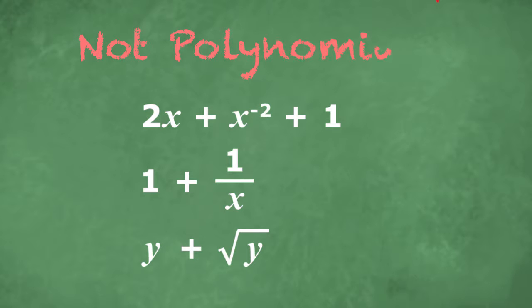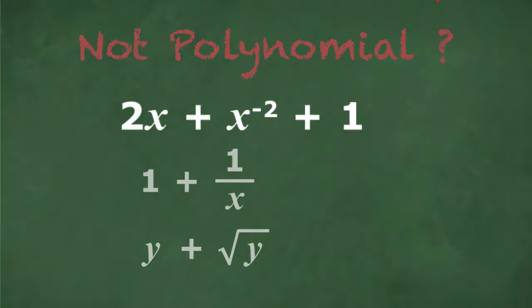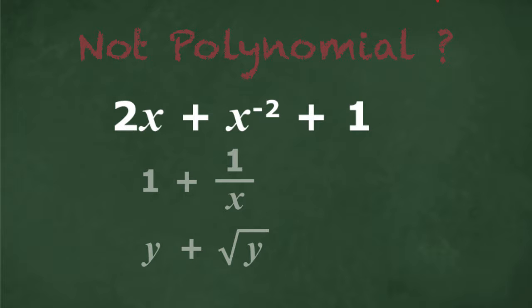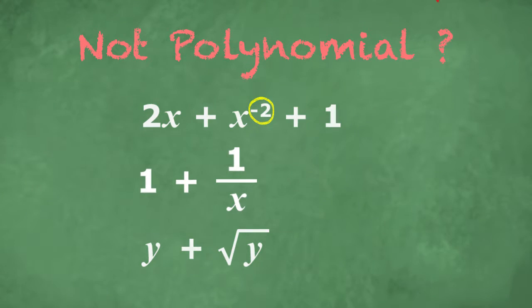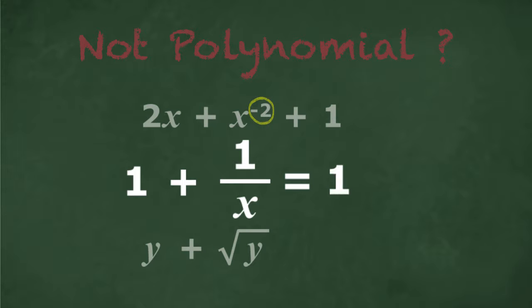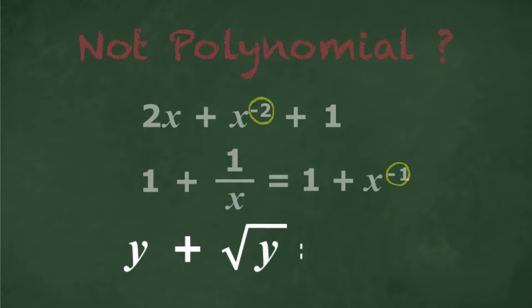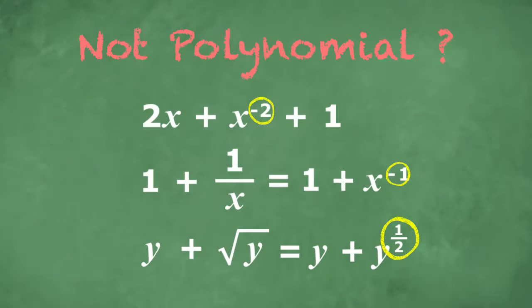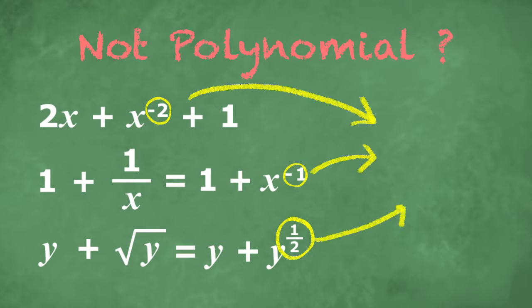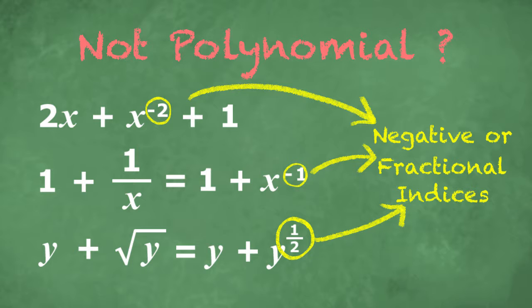They are not polynomials. Why? In this expression, one of the indices of x is -2. In 1 plus 1 over x, or 1 plus x to the power -1, the index of x is -1. For y plus square root of y, which is also equal to y plus y to the power half, one of the indices of y is half. These algebraic expressions contain negative or fractional indices. Therefore, they are not polynomials.